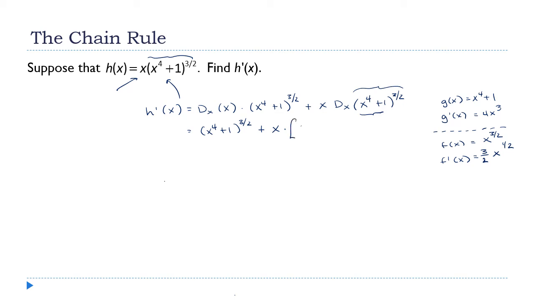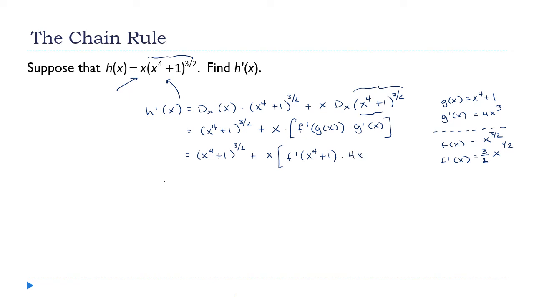This is f prime of g of x times g prime of x. So this x to the fourth plus 1, this part I'm really done with. I'm just going to keep copying it over until I finish squaring away this chain rule side. So this is f prime of x to the fourth plus 1 times g prime.